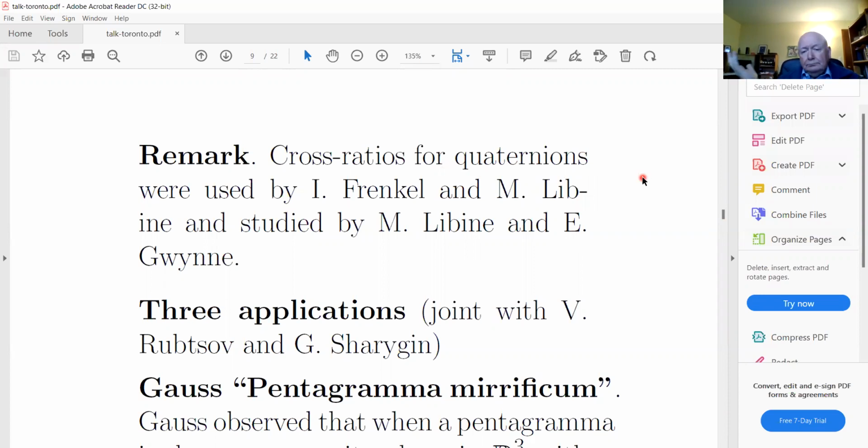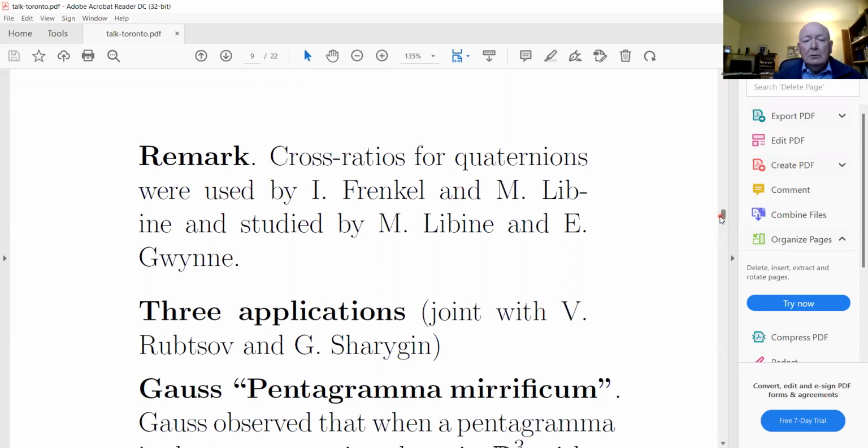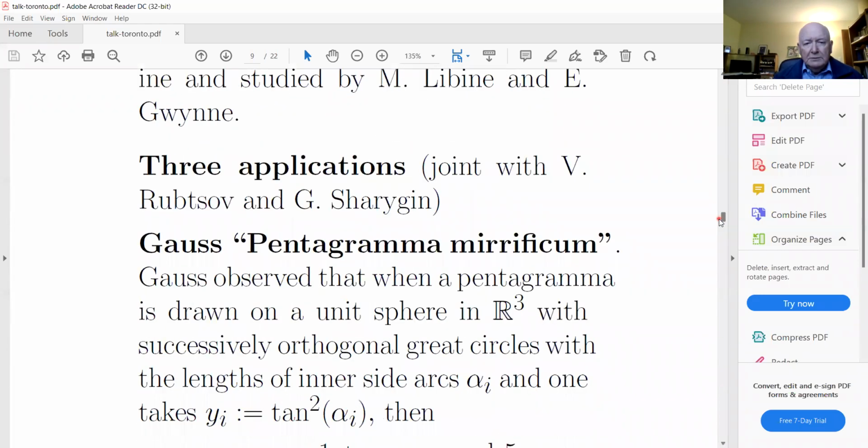Okay, now let me talk about applications. This is joint work with Vladimir Retakh and Georgy Sharygin. And I will start with the so-called pentagramma mirificum by Gauss.